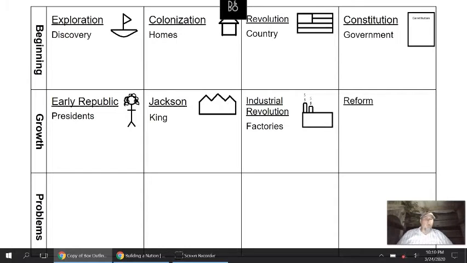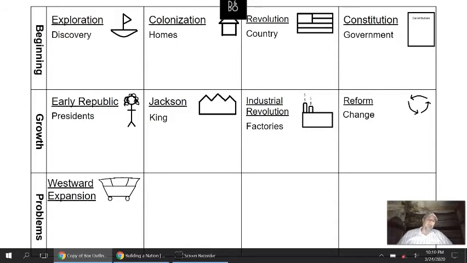During the era of reform, and that's a symbol, we made changes to our nation. That's what we were doing right before spring break started. That's where we left off. And we've gone ahead and done the rest of them. What we're going to be starting not too long from now is westward expansion. During the era of westward expansion, we got more land.